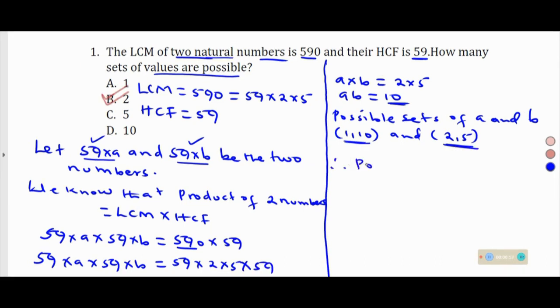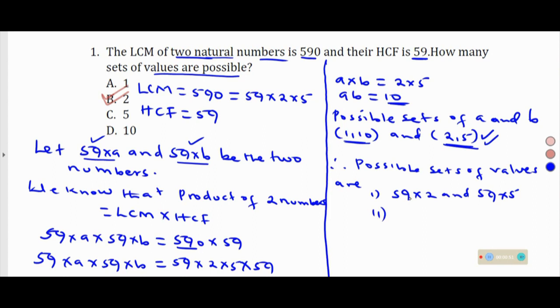Therefore, the possible sets of values are, the first one, 59 times 2 and 59 times 5. That is when we consider this set here of 2 and 5. So either we consider A as 2 and B as 5, or you can also consider A as 5 and B as 2. You get the same set.